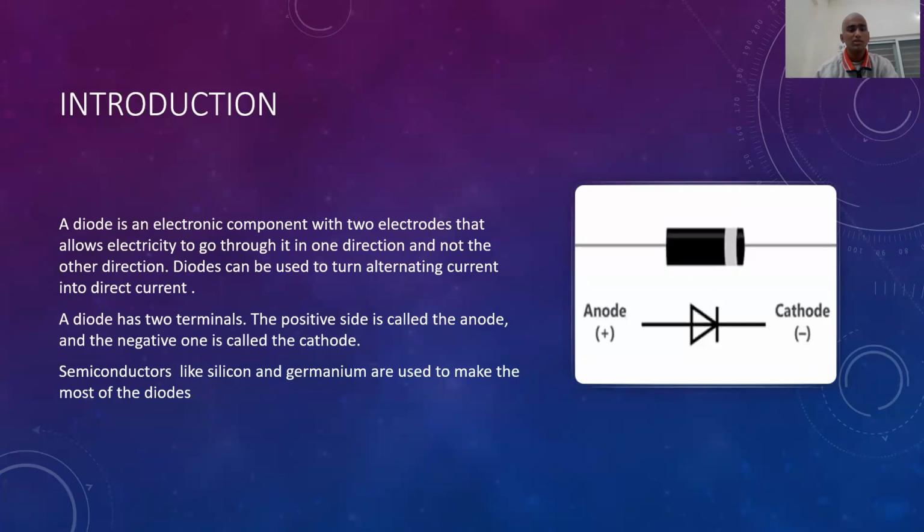Let us discuss what a diode is. A diode is an electronic component with two electrodes that allows electricity to go through in only one direction, either positive to negative or negative to positive, not the other direction. Diodes can be used to turn alternating current into direct current, AC to DC.